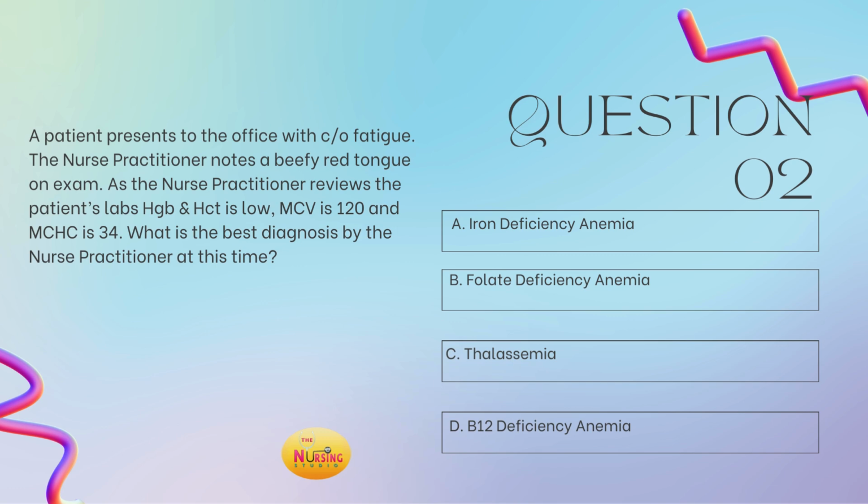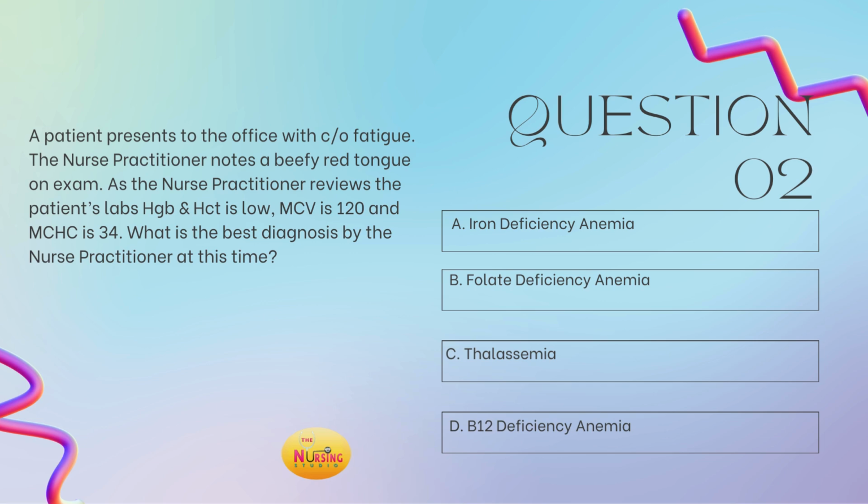MCV should be anywhere from 80 to 100, right? If it's less than 80, it's microcytic. If it's greater than 100, it's macrocytic. It's 120, so it's greater than 100. So here we have macrocytic, right?